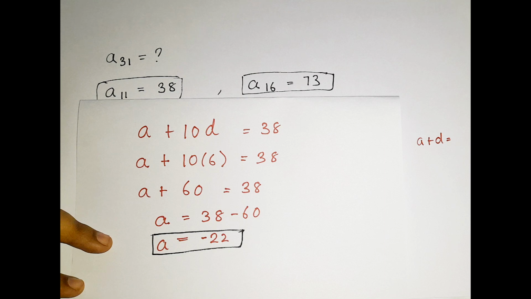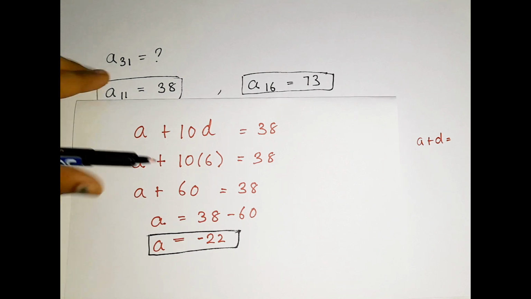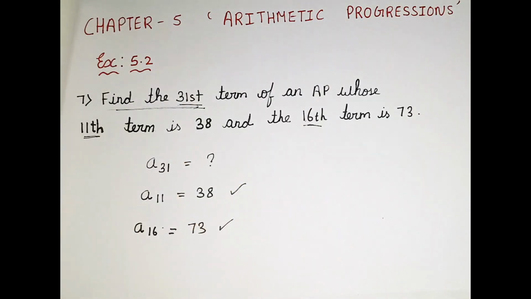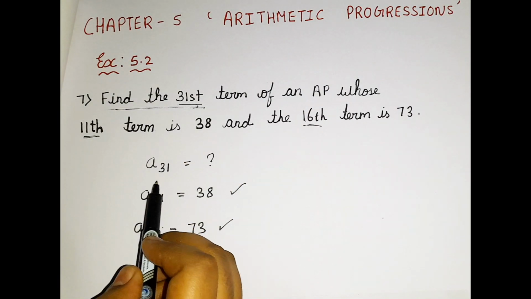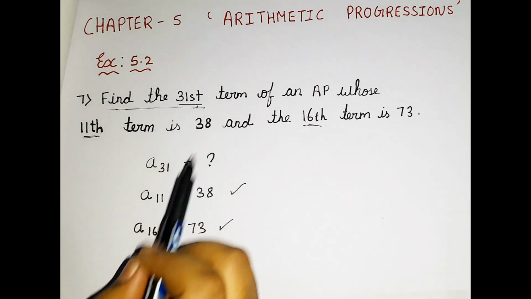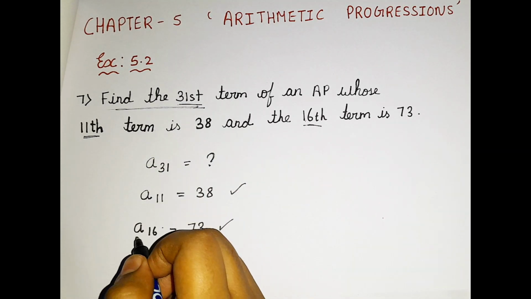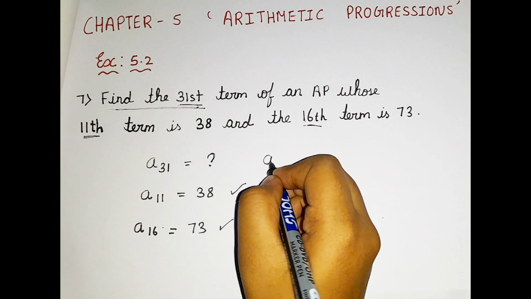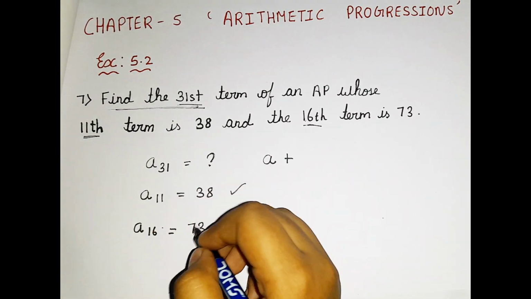So the a value is minus 22. Okay, since you guys know, according to the question, we are supposed to find the 31st term, isn't it? Why? Because we don't know it, we are supposed to find the 31st term. Okay, how to find it? Here I can apply that formula, how I applied for these both.